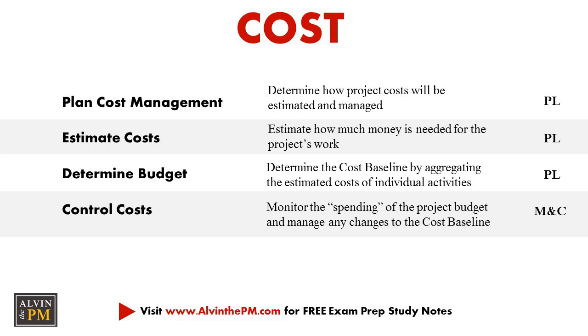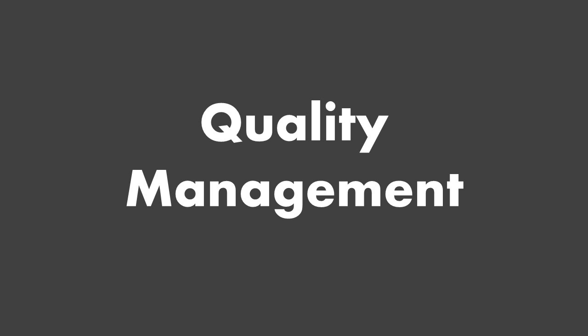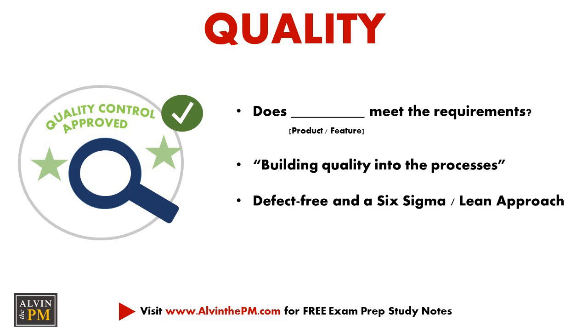So let's move on to our next knowledge area for quality management. Quality can best be defined as: is what we're building meeting the requirements and specifications? In other words, is it fit for its intended use? An emerging approach throughout the years has been to minimize as many defects as possible and to adopt a Lean or Six Sigma philosophy, and of course to build quality into the process.